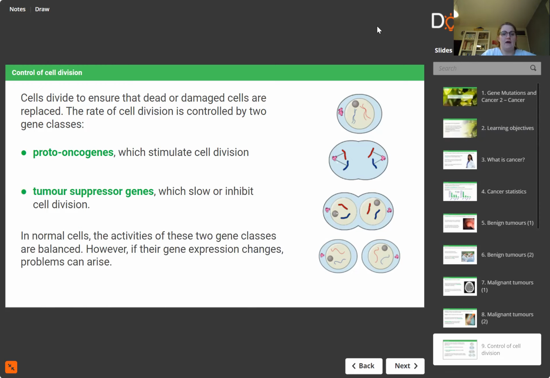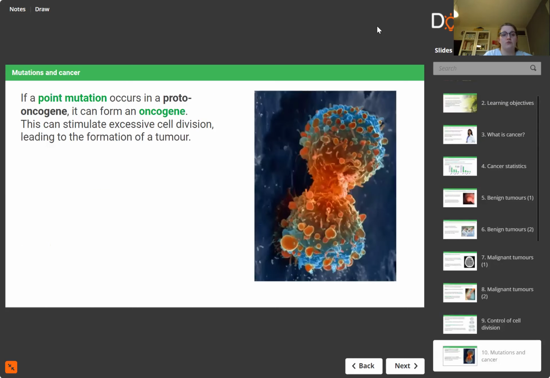So in a normal cell, the activities of these 2 gene classes are really, really balanced. We don't want too much of one, not enough of the other. However, if the expression of these genes change, this is where problems can start to arise. So let's look at a proto-oncogene, for example. So the proto-oncogene increases cell division.